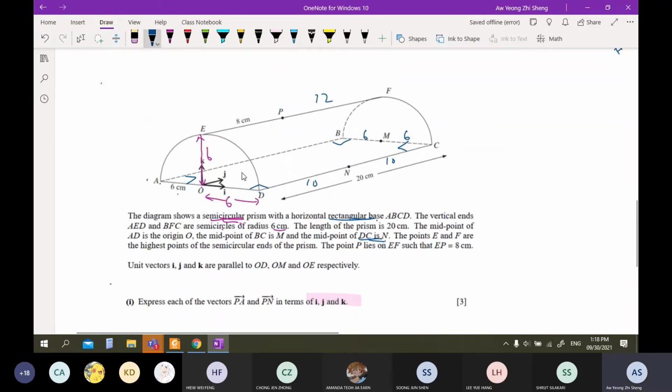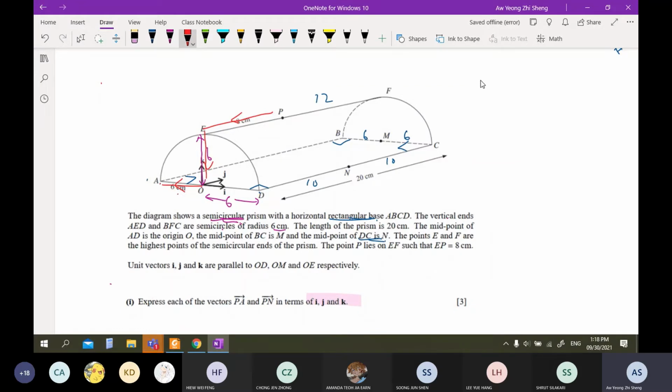Now looking at the diagram here, PA and PN. Okay, so where is P and A? It is this red color line here, directed from P to A. So we have to find a convenient path where every section of the path is either parallel to i, j or k. It is best to find such a path to get from P to A. So one way, if I erase this red line, is to take the path from P to E, E to O, and O to A. And this is a convenient path.